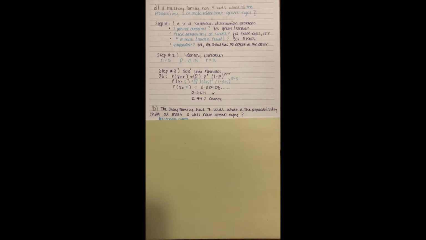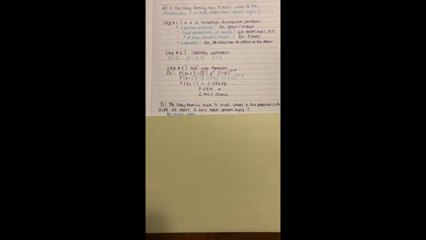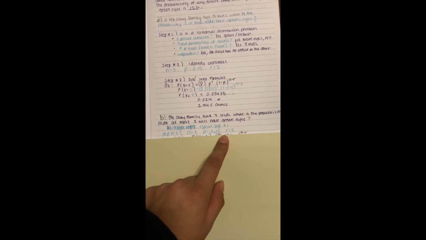So the second question asks, the Che family has 7 kids. What is the probability that at most 3 will have green eyes? Now here it's really important to pay attention to word choice because it does say at most. So again, we can go through the first step where we identify if it's a binomial distribution problem, but at a certain point it will be intuitive, so we can go right into identifying the variables. So n, or the total number of trials, is 7. Our probability of success is still 0.15, and our number of successes is still 3.